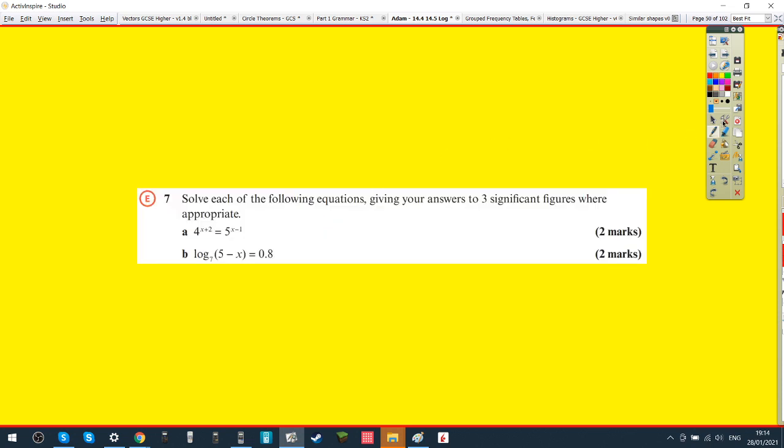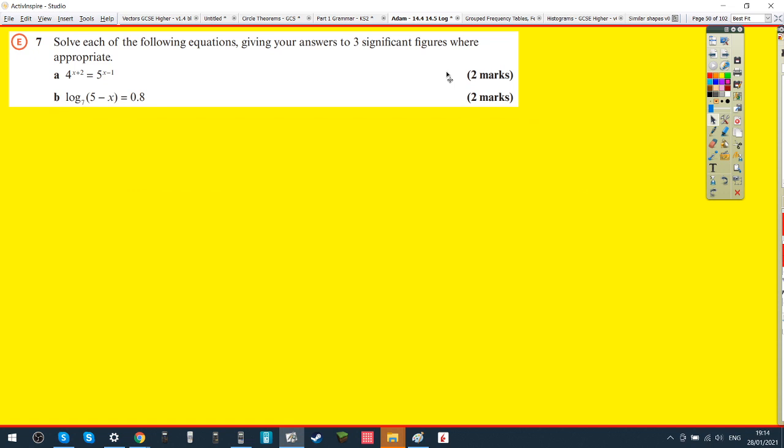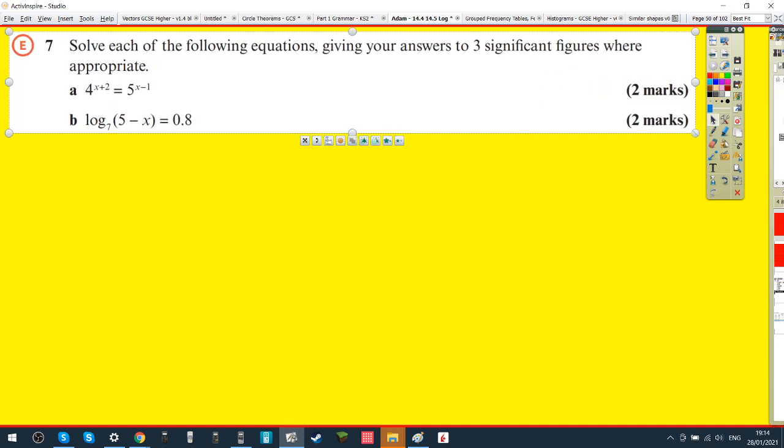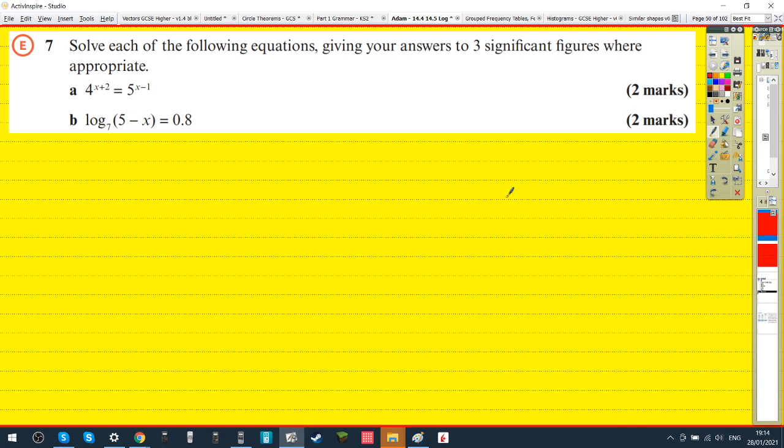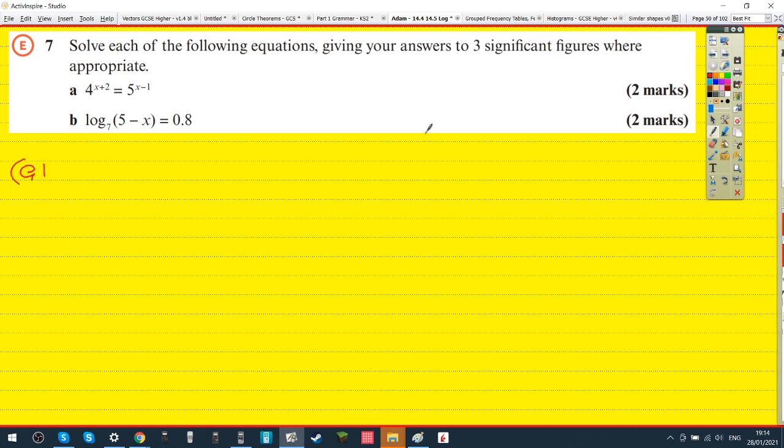Yeah, okay, let's try A. So would you log both sides first? Yeah. Which gives you log 4 to the power of x plus 2 on one side, and then log 5 to the power of x minus 1. So I just wrote them as the power. Yep. Okay.